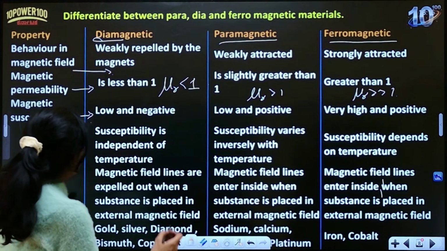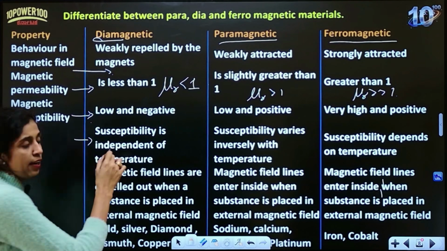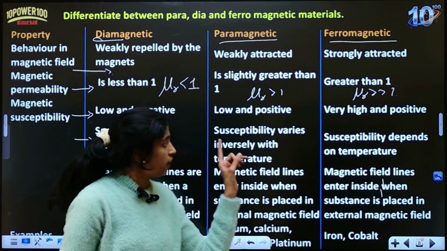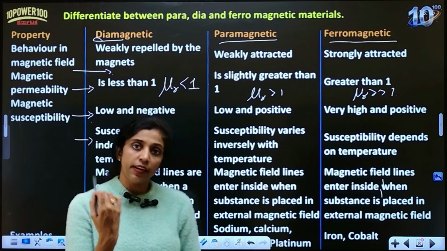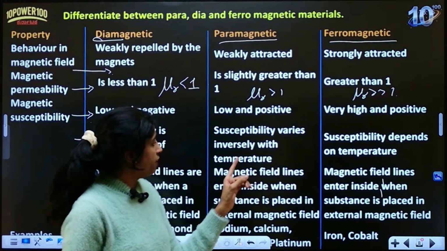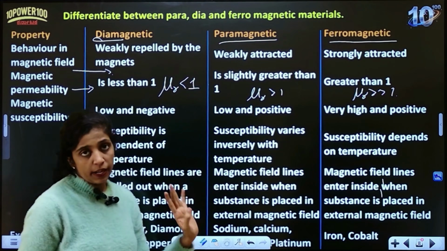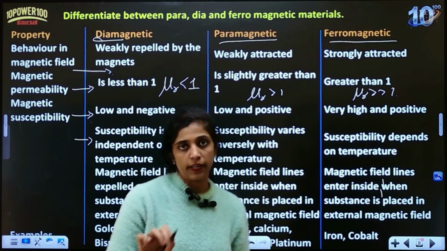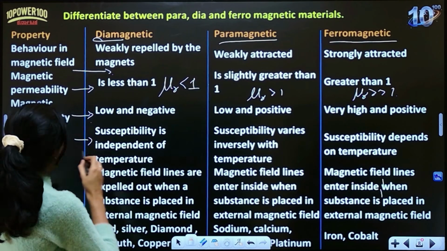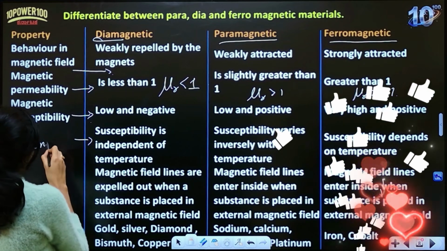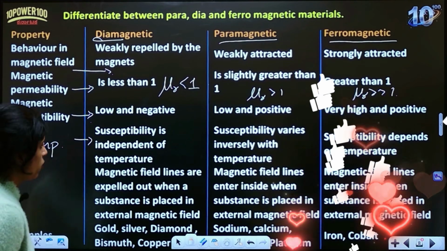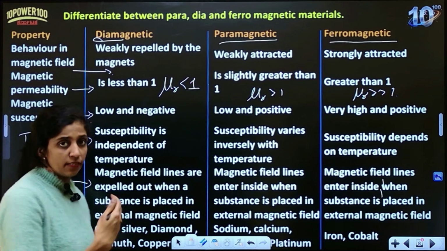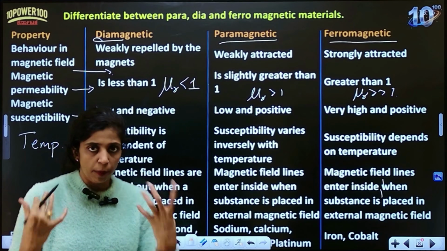Now, susceptibility is independent of temperature in a diamagnetic material. Remember this. Whereas in a paramagnetic material, susceptibility varies inversely with the temperature. In a ferromagnetic material, susceptibility depends on the temperature. So this much you can remember about the properties related to temperature. Now coming to the magnetic field lines, how they pass if there is a magnetic material and I'm applying a magnetic field.